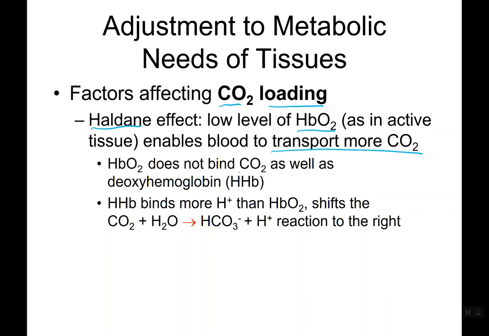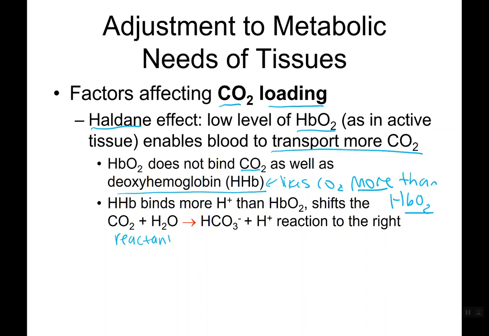So oxyhemoglobin doesn't bind CO2 as well as deoxyhemoglobin. Remember, they're binding not at the heme group but at the side chains. This one likes CO2 more than oxyhemoglobin. And that's going to shift the reaction to the right, because remember, reaction kinetics are determined by the relative amount of reactants, which are on this side, and products. So if you have an increase in CO2, you're going to have more CO2 available to combine with water to do this stuff.